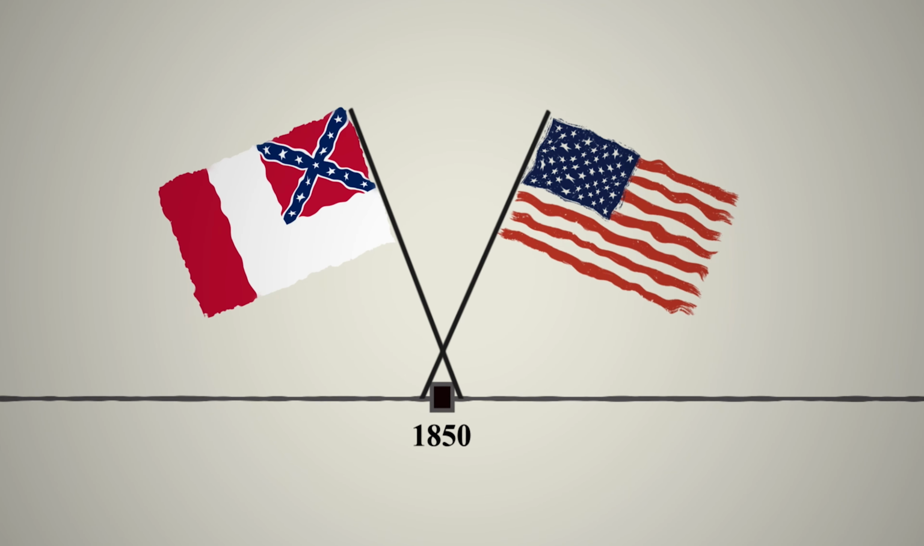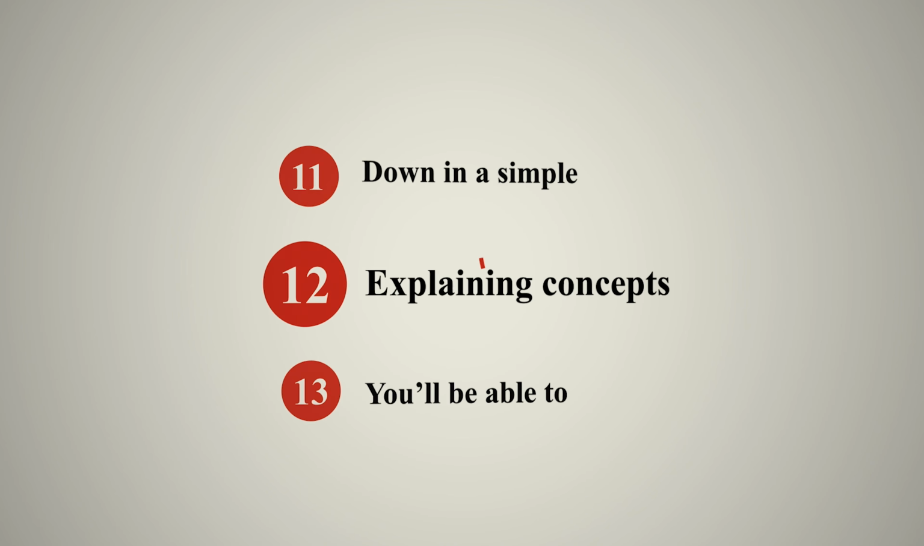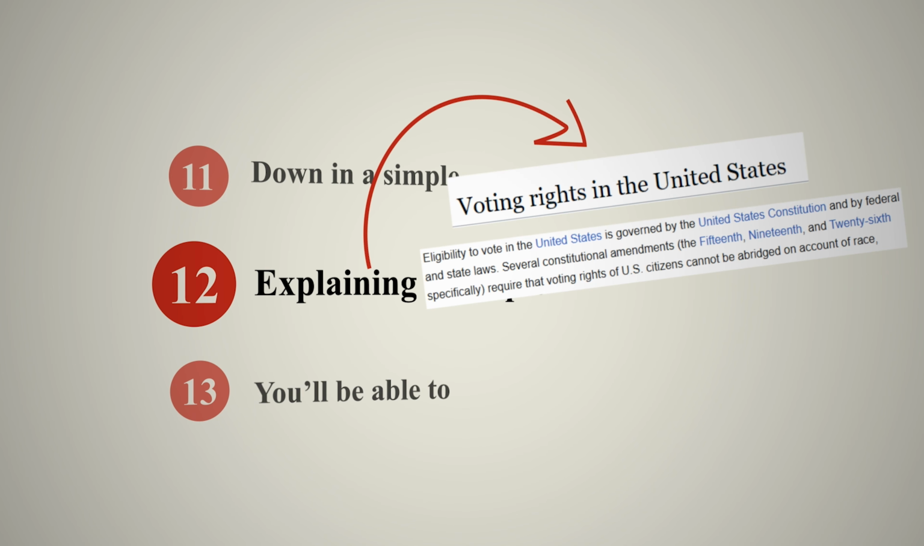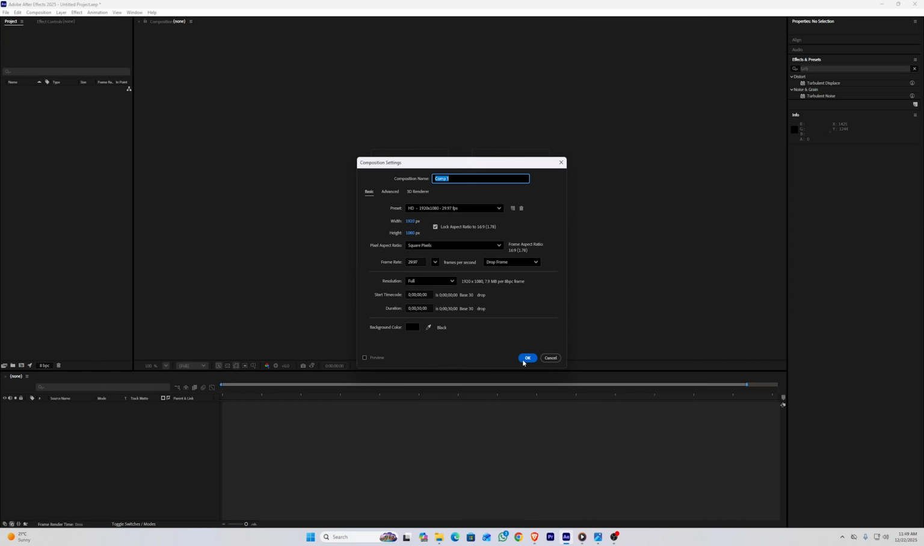Hey everyone, in this video I'll show you how to make this Vox-style collage animation video in Adobe After Effects step by step. By the end of this video, you'll be able to recreate this look on your own. Let's start by creating a new composition and I just click OK.